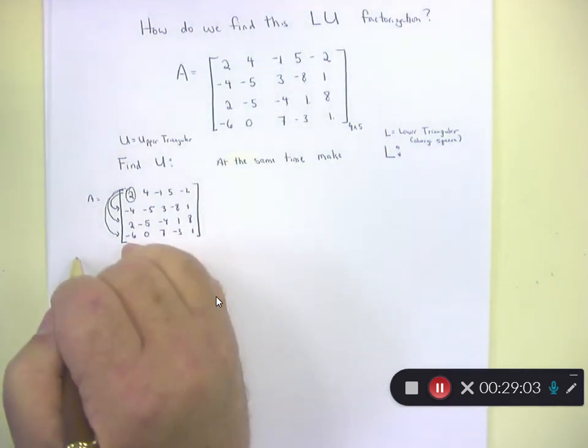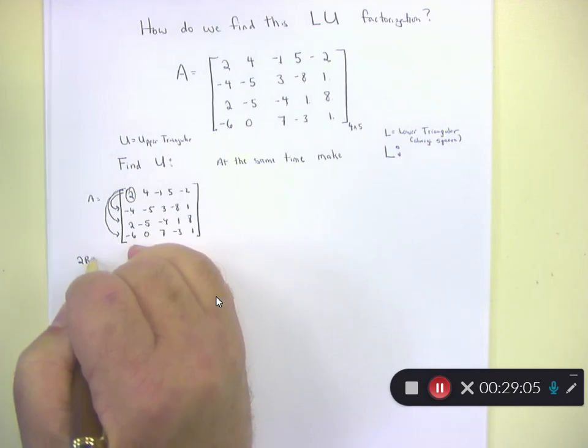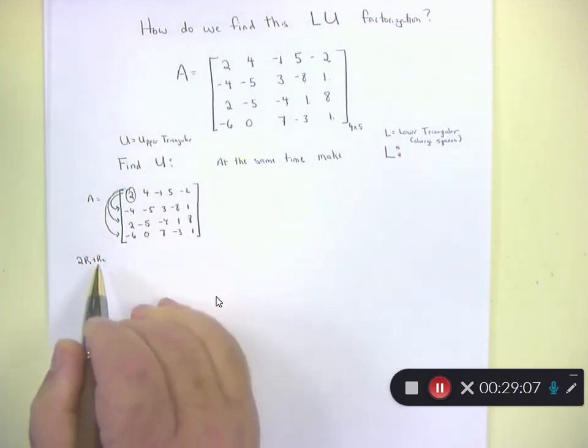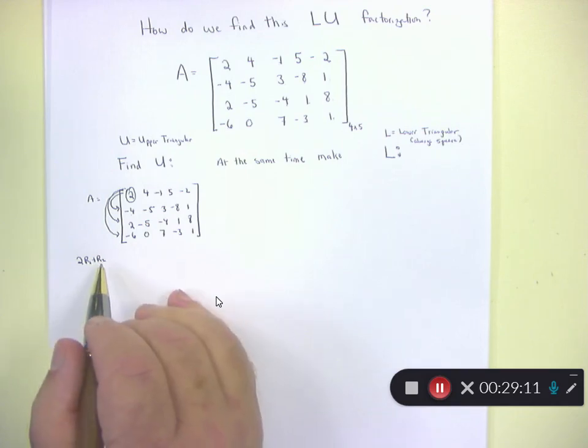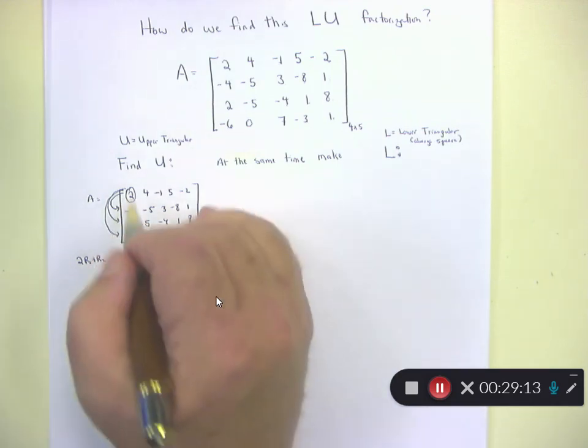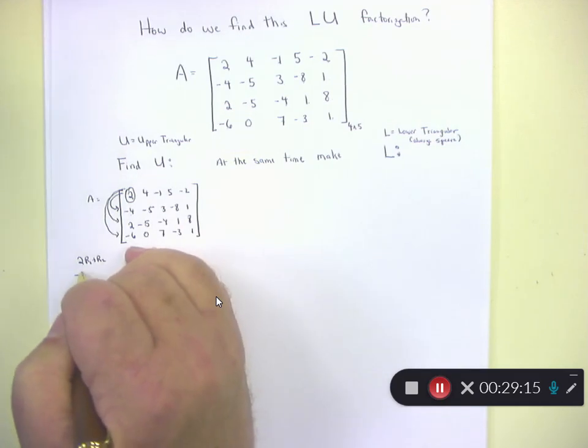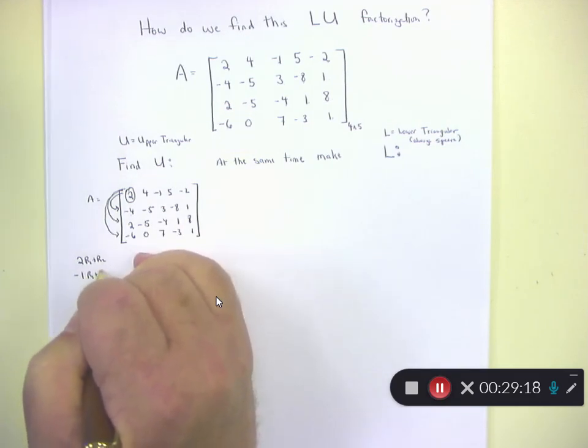I'm going to take 2 times row 1 added to row 2. Remember, I'm going to use shorthand because I'd run out of room writing this stuff out. Whatever row I add it to is the row I replace. Now for the next one, I'm going to do negative 1 times row 1 added to row 3.